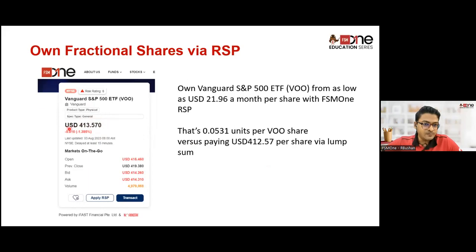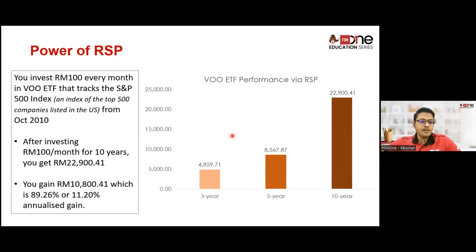Okay, one example is here. This is on 3rd of August. If you are just buying one single share of VOO, that will cost you $413 USD, right? By using the ETF RSP, you can start from 100 ringgit, which means you're buying fractional shares of 0.053 units. So this is the advantage of the RSP method. This is also based on past data: investing 100 ringgit every month in the S&P 500 ETF, which is VOO. After 10 years, this is the amount you'll get, 22,000. That's around 11% annualized.